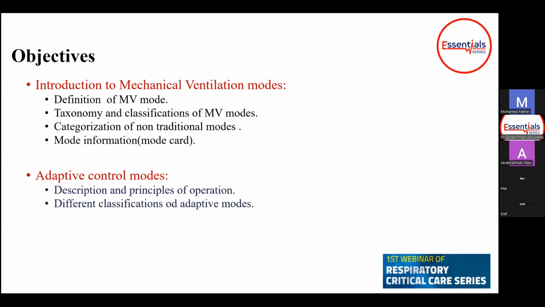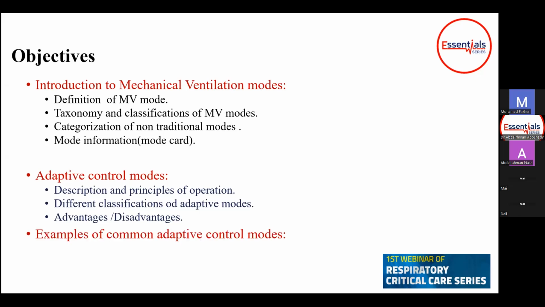Secondly, we'll know the different classification of these modes. We have two different types of adaptive modes. And then we will know the advantages and disadvantages of each mode. And at last, the last objective of this session is to know examples of common adaptive control modes and how we use them and set them in real life practice.